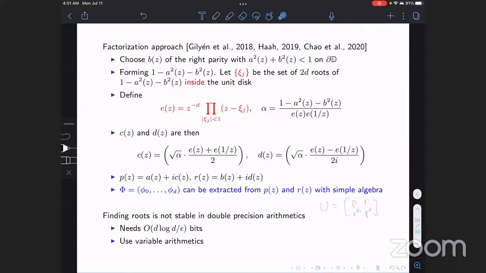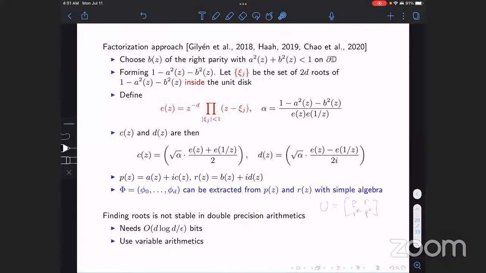Now, this approach in principle works well, but numerically it does face some difficulties. Part of the reason is that finding the roots is not stable. So it's essentially the step of finding the roots of this Laurent polynomial, 1 minus a squared minus b squared, and in fact it cannot be done in double precision arithmetic.